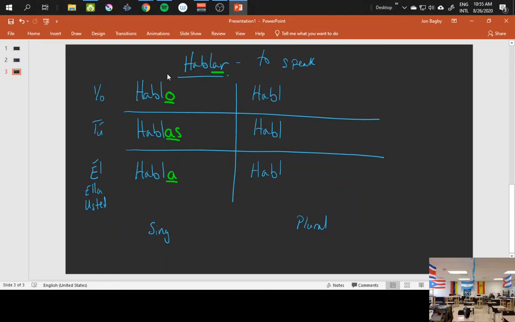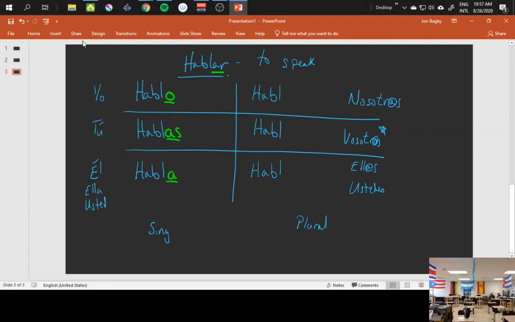Alright, so hablas or tú hablas means you speak. And then él, ella, or usted, which means he or she or you polite. Habla means he speaks, she speaks, or you speak. Okay, on the plural side, first person plural would be somebody else plus me, or we. So we have nosotros and nosotras.